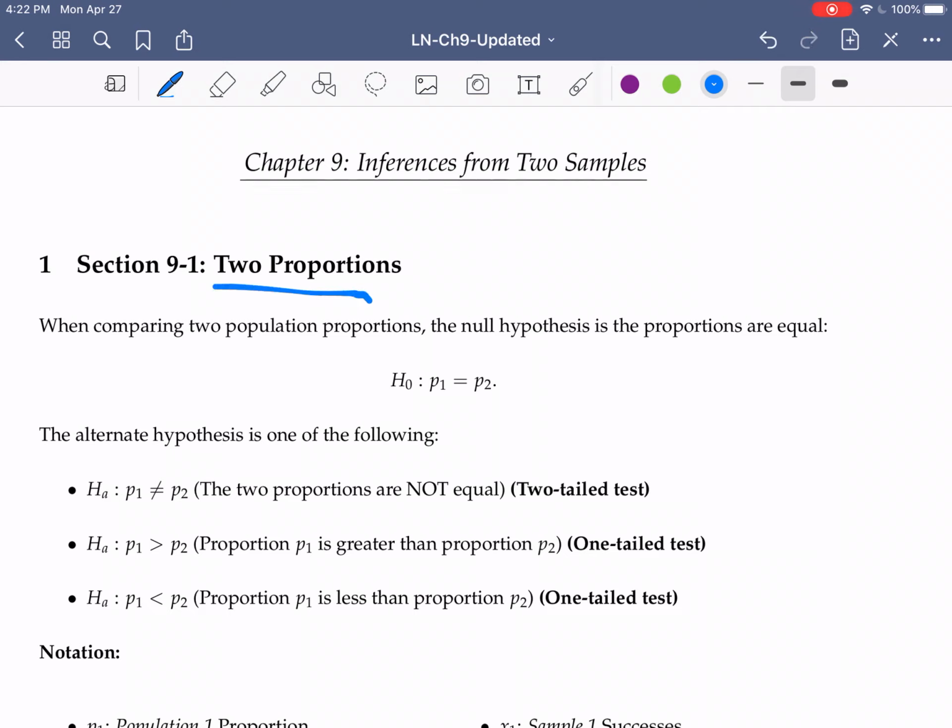So when comparing two population proportions, the null hypothesis is that those proportions are equal, right? And so our null hypothesis is going to be that P1 is equal to P2, right? So the proportion of population 1 is equal to the proportion of population 2. The alternative hypothesis could be one of the three following items. It could be that your first proportion is not equal to the second proportion, right? So P1 is not equal to P2 in some manner. It could be that your first proportion is actually bigger than the second, or that the first proportion is actually smaller than the second. Right? So we could have any one of those items as our alternative hypothesis.